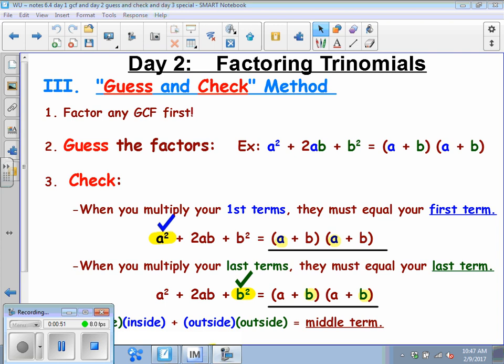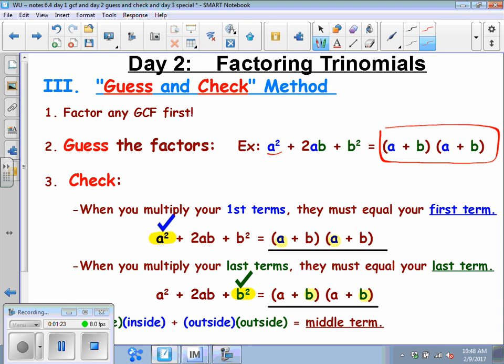Then you're going to look at your first term. For example, you're going to look at this a squared term. And you're going to take that and guess the factors that multiply to equal that first term. So that's a squared. Our only options are a times a. But if it was 4a squared, then you could do 2a times 2a, or you could do 4a times 1. So, in your answer, this would be your answer. When you multiply your first terms together, they should equal your first term in your trinomial. Okay? So you're going to guess what those factors are and put them in your answer.